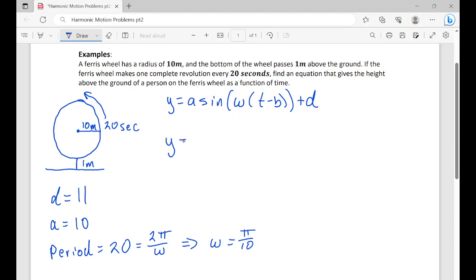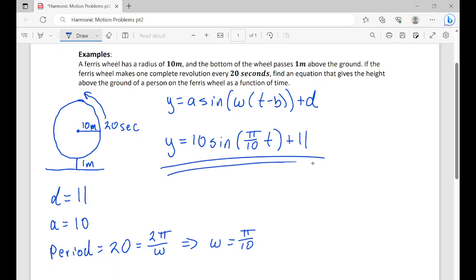So y equals 10 sine of pi over 10 t, because we're using a function of time, so I'm going to use t, plus 11. And so there's my amplitude, my omega, and my vertical shift. So this would be the equation that models this question.